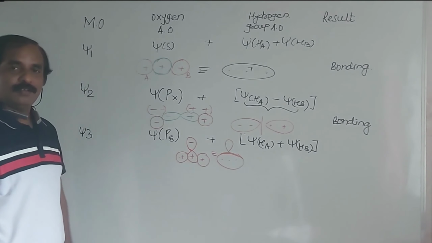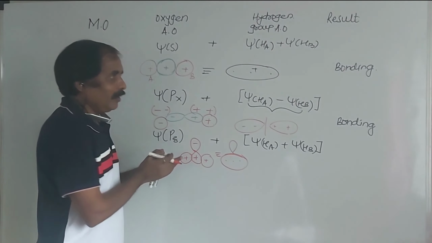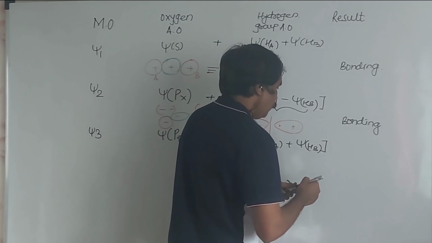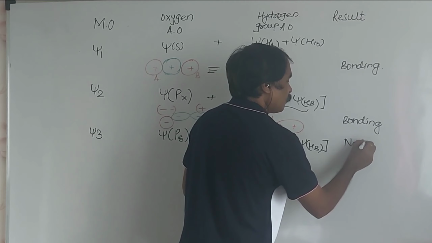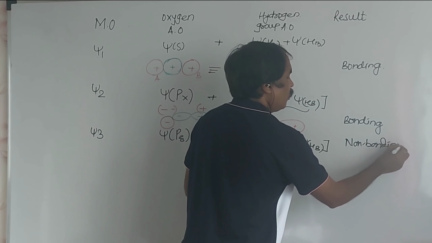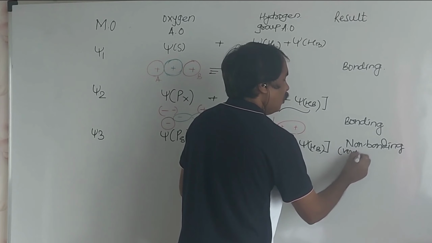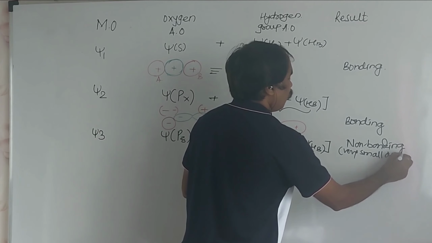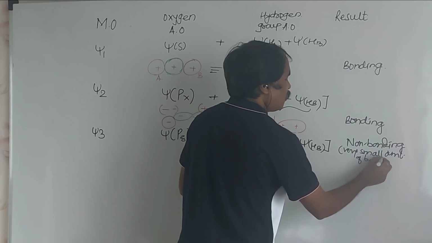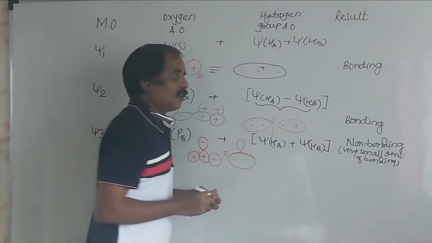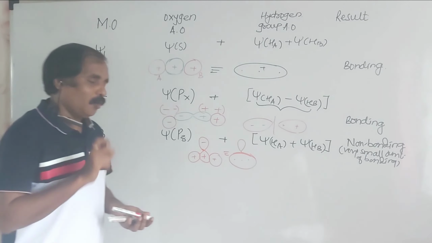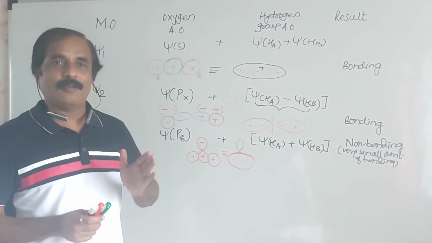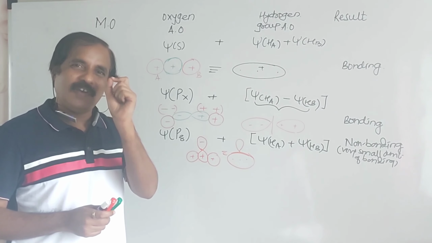Bonding molecular orbital. But remember, this molecular orbital is nearly non-bonding. I will explain. The result will be nearly non-bonding, or a very small bond. That is a very small amount of bonding, if any. Otherwise, it is non-bonding. See here how there is a formation of non-bonding. Why is this molecular orbital said to be a non-bonding molecular orbital? Only a trace amount of bonding is there.